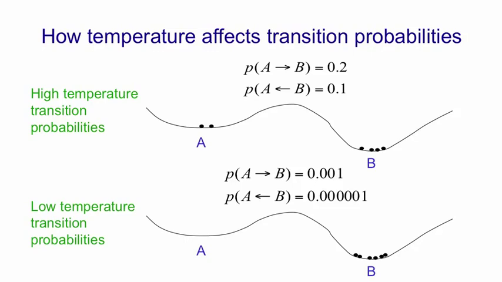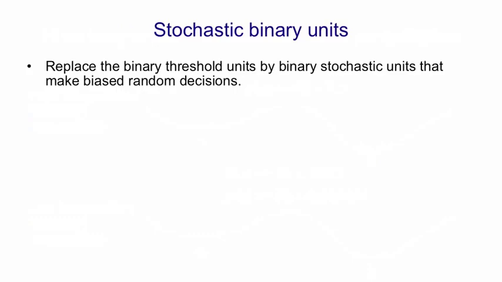And so if we run it long enough, we would expect all the particles to end up in B. But if we just run it for a long time at low temperature, it will take a very long time for particles to escape from A. It turns out a good compromise is to start at a high temperature and gradually reduce the temperature.